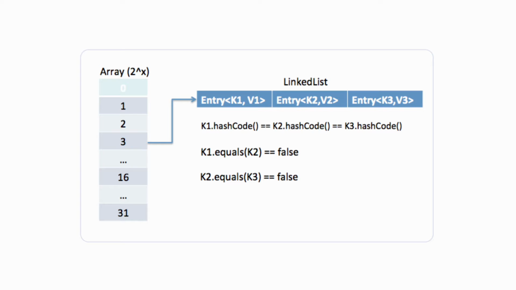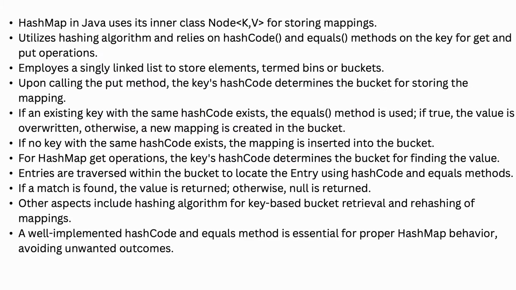This diagram will show you how HashMap looks from inside. This is how it works internally. It uses Node class. It uses equals and hashCode methods for put and get operations. Upon calling the put method, the key's hashCode determines the bucket for storing the key and value. If an existing key with the same hashCode exists, the equals method is used. If true, the value is overwritten, otherwise a new mapping is created in the bucket. If no key with the same hashCode exists, the mapping is inserted into the bucket.